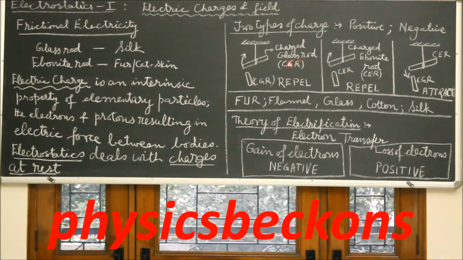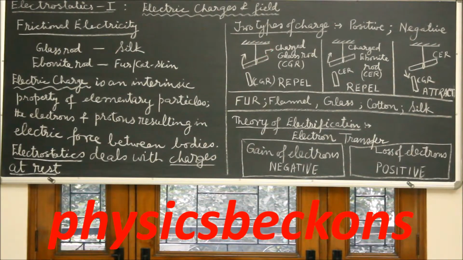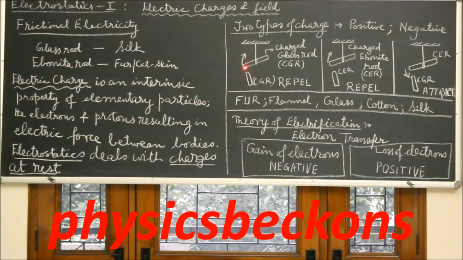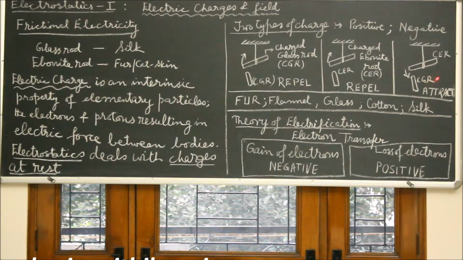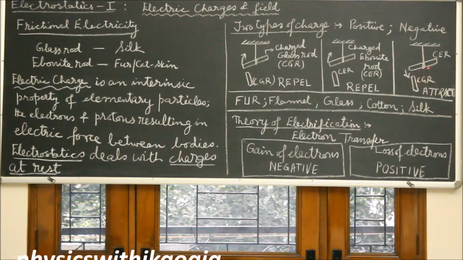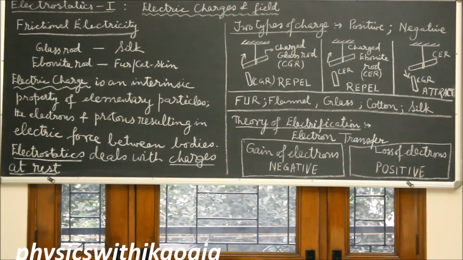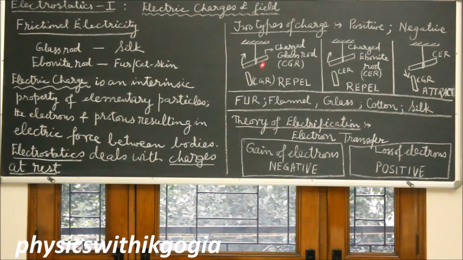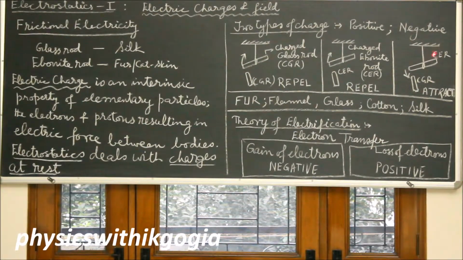If we take a charged glass rod, that is a glass rod rubbed with silk and suspended with a thread, and bring another charged glass rod near it, there is a force of repulsion. Similarly, a charged ebonite rod held close to another charged ebonite rod, CER here stands for charged ebonite rod, again shows a repulsive force. But when a charged ebonite rod is brought near a charged glass rod, there is a force of attraction. Hence, the charge on the glass rod is different from the charge on the ebonite rod.